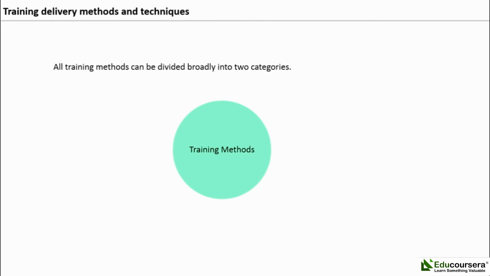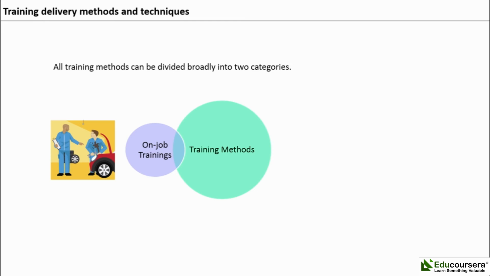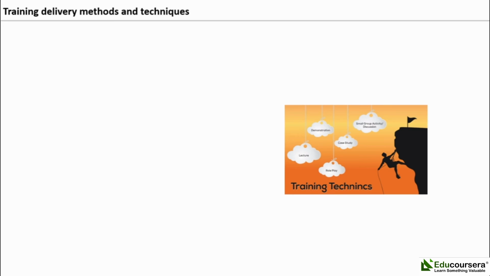Training delivery methods and techniques. All training methods can be broadly divided into 2 categories: on-job training and off-job training. The words method and technique are used interchangeably sometimes and have more or less the same meaning. In this chapter, we will consider technique as a subset of methods.